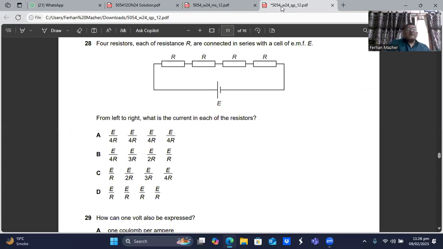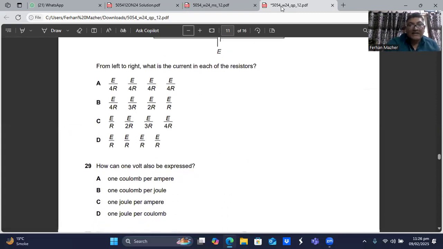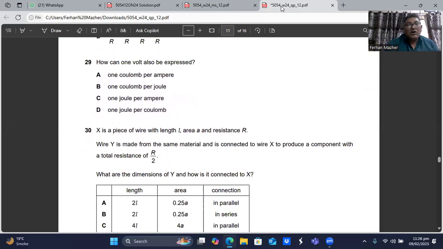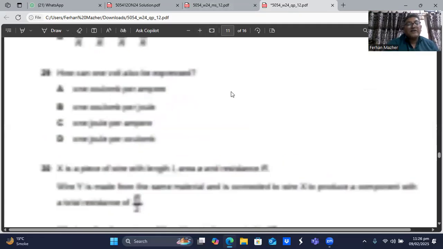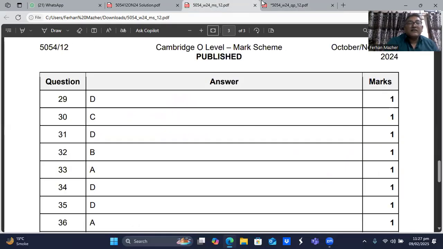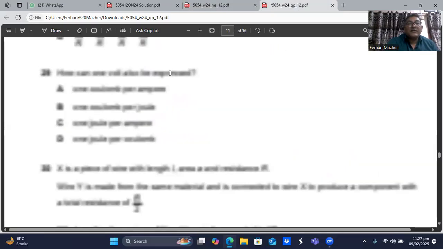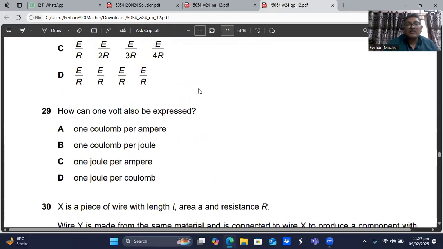Okay, then we have question number 29. He says, how can 1 volt be expressed? You know, the voltage is equal to... how can 1 volt be expressed? Something happened with my paper. It has become loose. Okay.